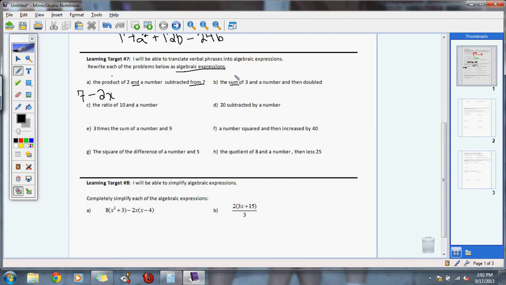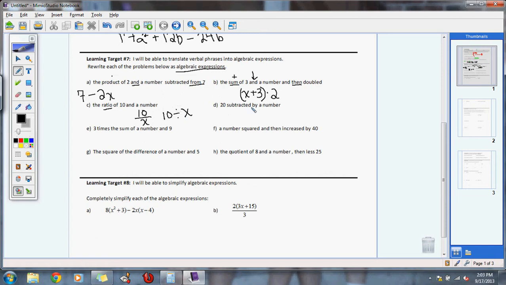The sum here, which means addition, again, look at the word and. What am I summing here? 3 and a number. And then I'm going to double it. So I'm going to take the number, whatever it is, and 3, and after doing the sum of that, I'm going to multiply by 2. Ratio, meaning division, of 10 and a number. Very important here. It's 10 and then the number. It does matter for the order in division. We also could say 10 divided by x.